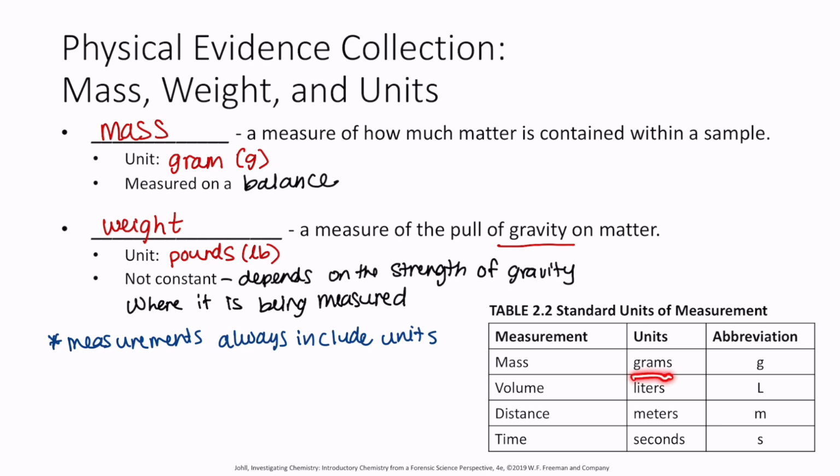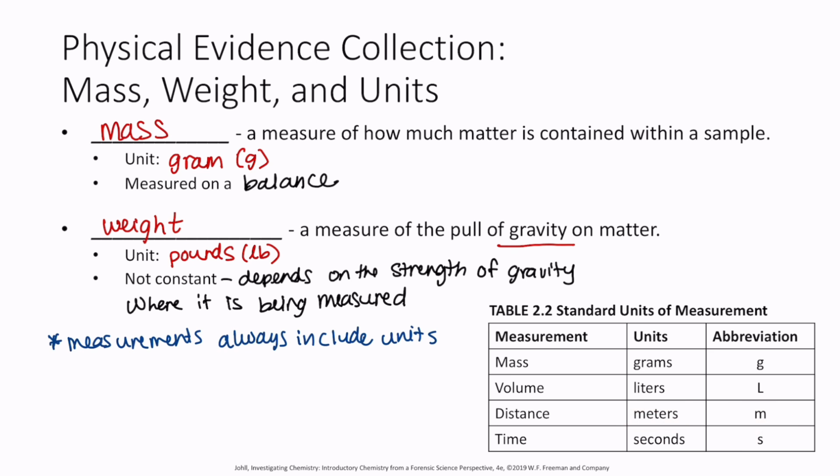So for mass, we have grams with the abbreviation little g, like we saw above. Volume, the amount of space something takes up, is going to be measured in liters, and the abbreviation is L. Now, keep in mind, this is just one option that you can get these measurements in. There are a lot of different ways you can measure volume. Liters is just one example. Distance, we can use meters, which is given the symbol lowercase m.